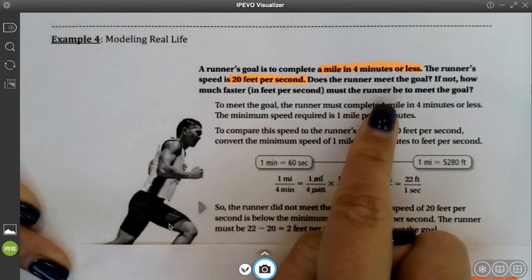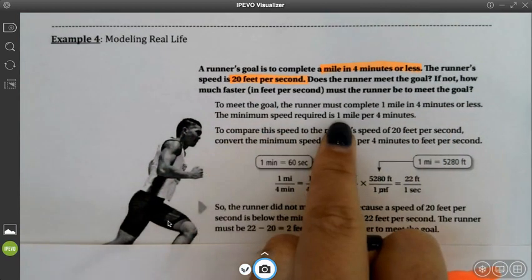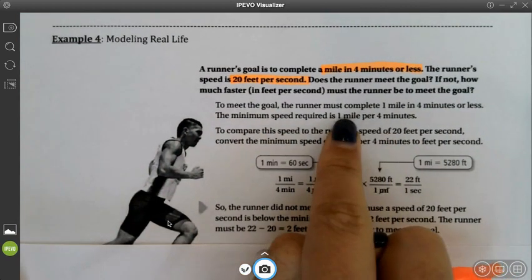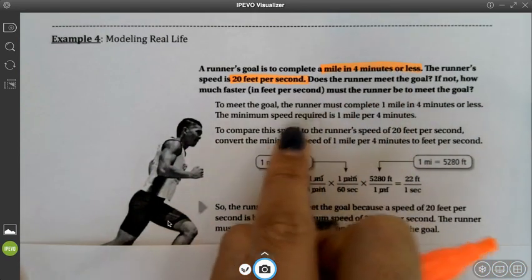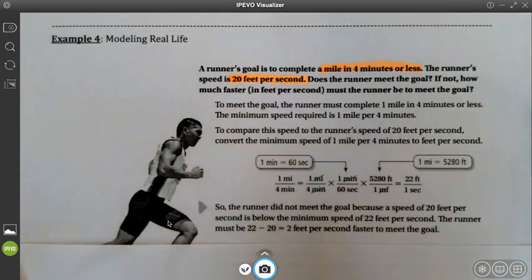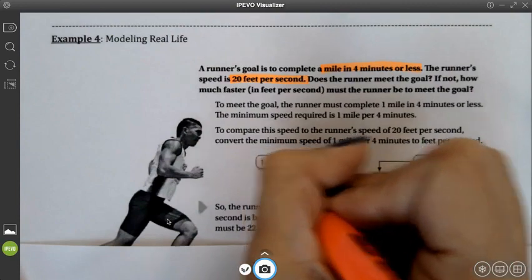Okay, to meet the goal, the runner must complete 1 mile in 4 minutes or less, and the minimum speed that's required is 1 mile per 4 minutes. So that's what that basically meant. That or less meant that's the minimum requirement. So basically, we're going to start with that amount in fraction form.